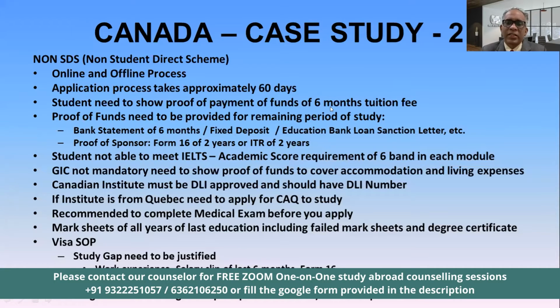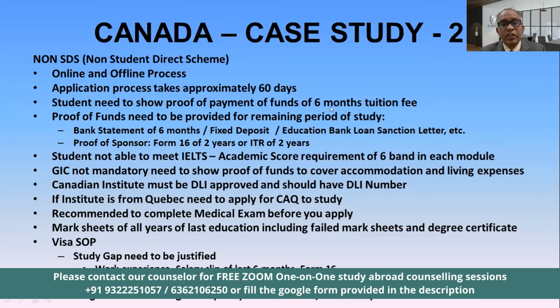Students need to show proof of payment of 6 months tuition fee. So in this, you still have to pay 6 months tuition fee. That is, in SDS, you are paying 1 year tuition fee. Here you are paying one term tuition fee. If there are 2 terms in a year, you are paying one term tuition fee. So you have to pay 6 months tuition fee. That's a mandatory requirement. Even in non-SDS, you can't escape that.